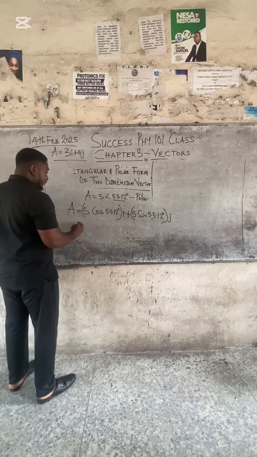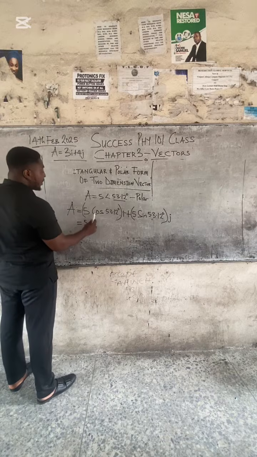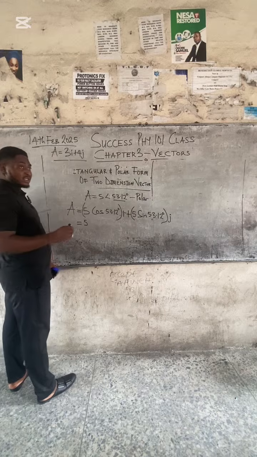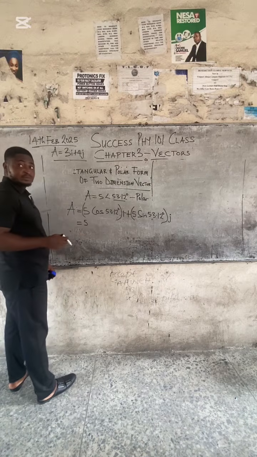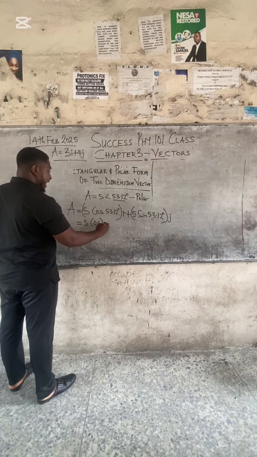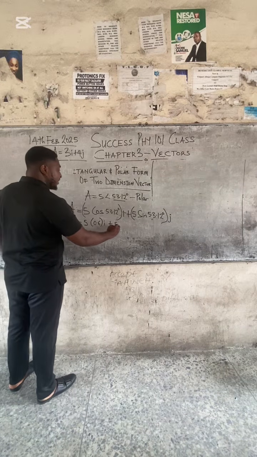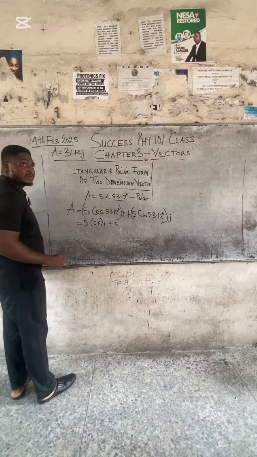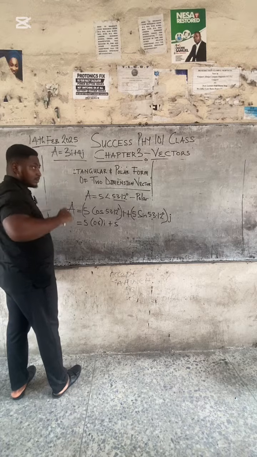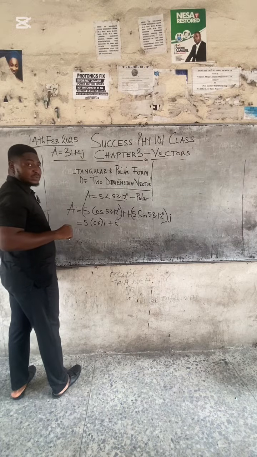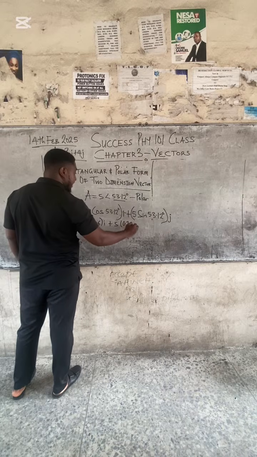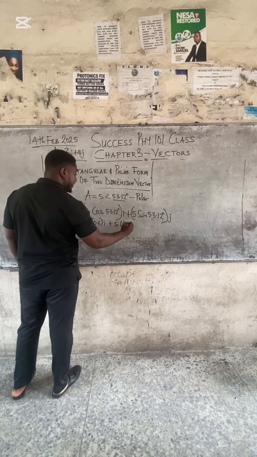Class, we're now going to resolve 5. Someone should help me. What is cosine of 53.12 degree? Punch calculator. What's cos 53.12 degree? 0.6. Into bracket, 0.6 i plus 5. Please, what is sine of 53.12? What is sine of 53.12? 0.799, which is approximately 0.8.